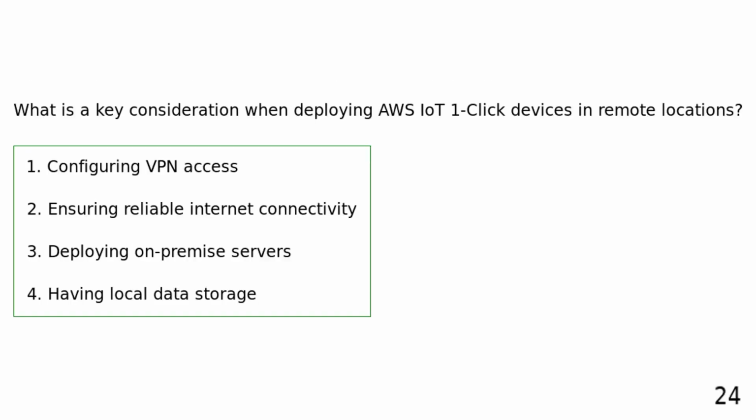What is a key consideration when deploying AWS IoT one-click devices in remote locations? Configuring VPN access. Ensuring reliable internet connectivity. Deploying on-premise servers. Having local data storage.